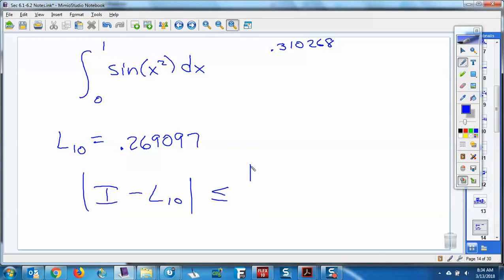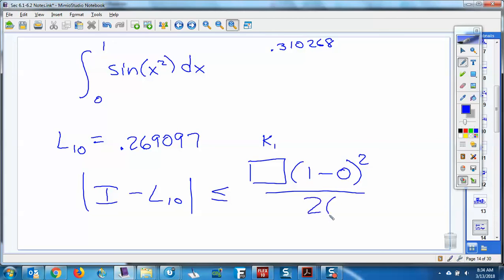Well, this is where we're going to use this formula. Here's how we're going to do it. I'm going to put a box right there. That's where K1 is going to go. And then I got b minus a squared, so that'd be 1 minus 0 squared over, what was it, 2n? Was it 2n? So 2 times, what goes in for n? 10.